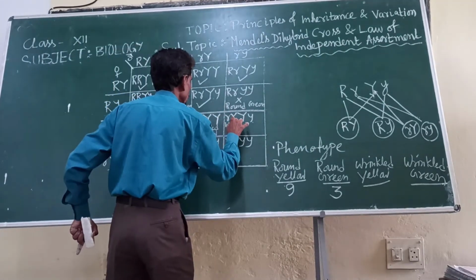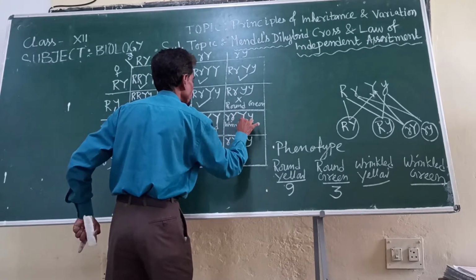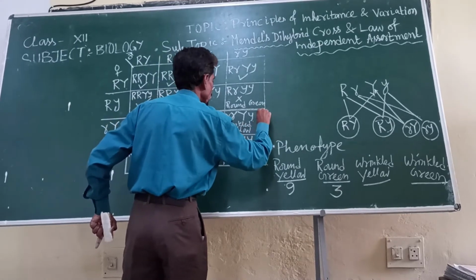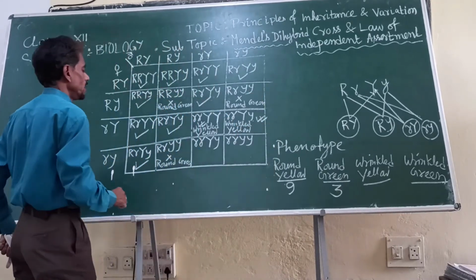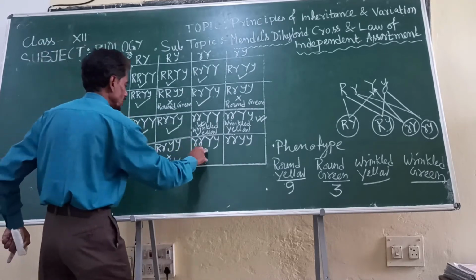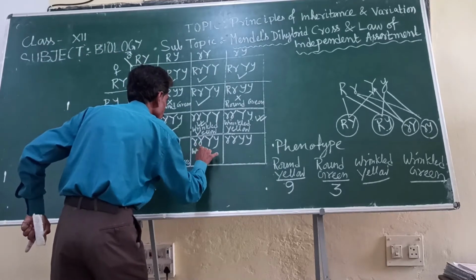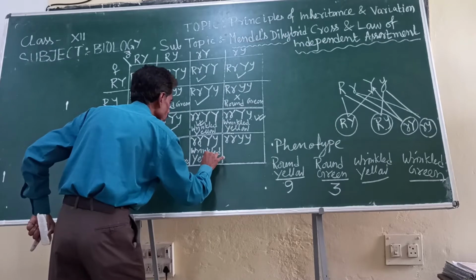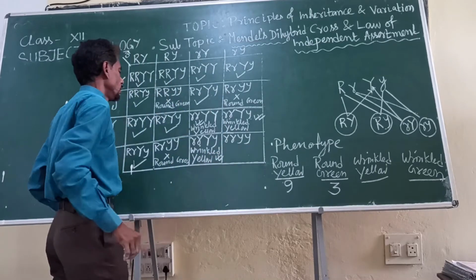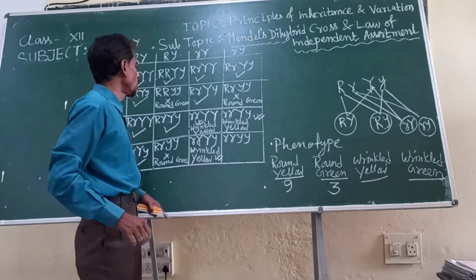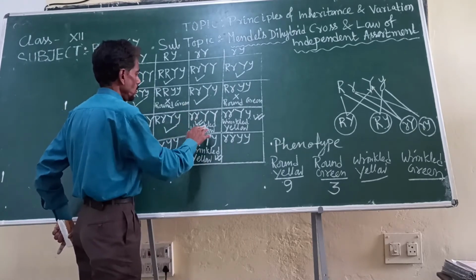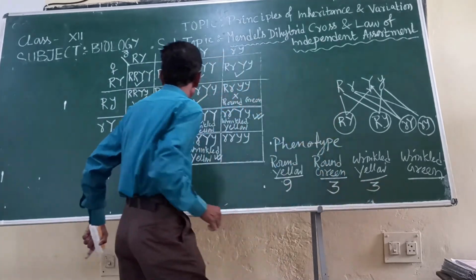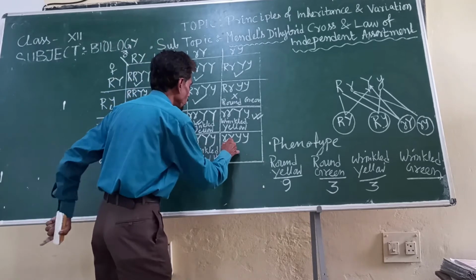So wrinkled yellow. Put a double tick. Wrinkled yellow. Okay, then wrinkled yellow. Yes, this is also wrinkled yellow. Wrinkled yellow. Put a double tick. This is not. So how many wrinkled yellow, that is double tick, have we got? 1, 2 and 3. So this is 3. The remaining is only 1, that is wrinkled.